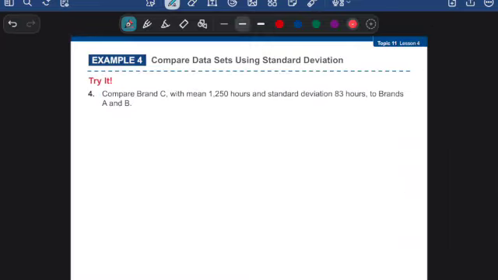So for company C, we have a mean of 1,250 hours, and a standard deviation of 83. Let's compare this to brand A and B. It does have a higher mean, but what does the standard deviation look like? So one standard deviation away, I'm going to subtract 83, or I'm going to add 83. So 1,250 minus 83 would get us to 1,167. 1,250 plus 83 would get us to 1,333.